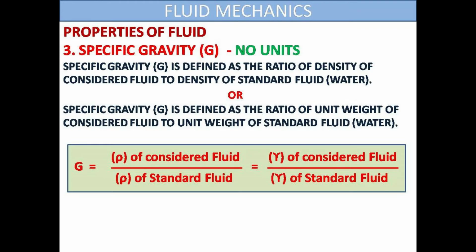Property 3. Specific gravity. Specific gravity is denoted with capital G. Specific gravity of considered fluid is defined as the ratio of density of considered fluid to density of standard fluid. Or, it can be also defined as unit weight of considered fluid to unit weight of standard fluid. Standard fluid is always taken as water. Specific gravity has no units.